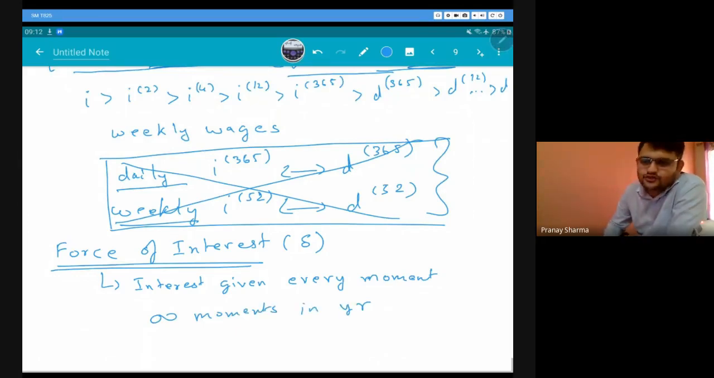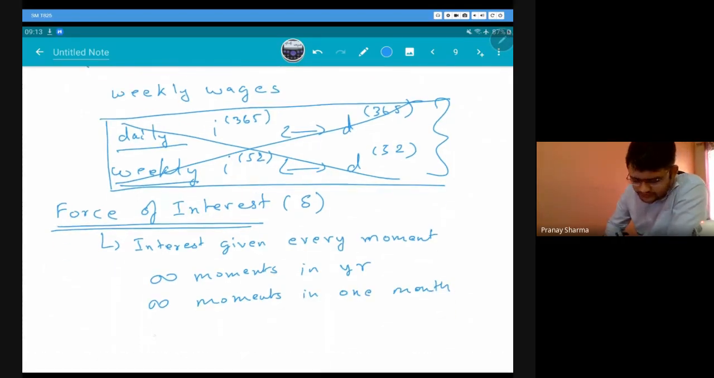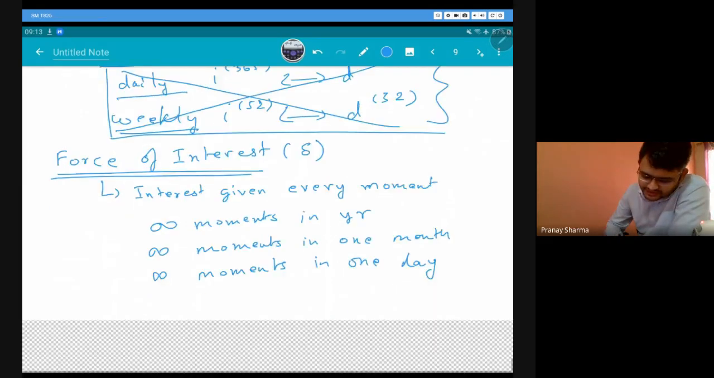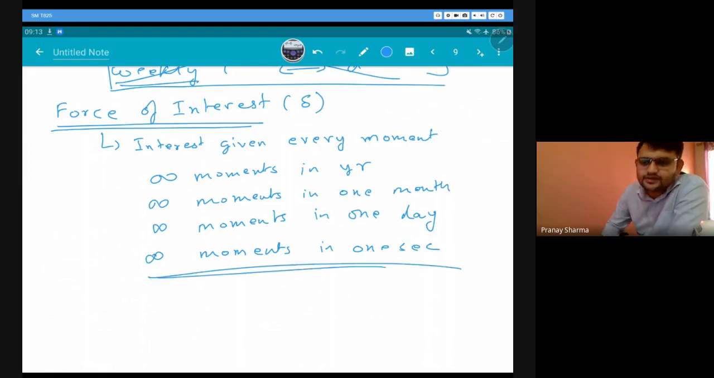How many moments do we have in 1 month? We have infinite moments in 1 month. How many moments do we have in 1 day? We have infinite moments in 1 day. How many moments do we have in 1 second? We have infinite moments in 1 second. So a moment is nothing but the smallest possible time value.